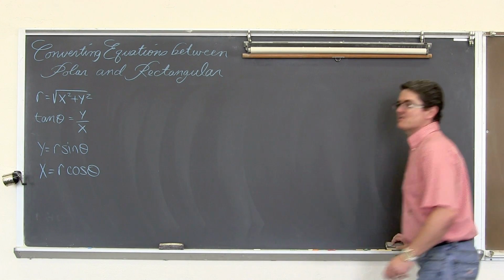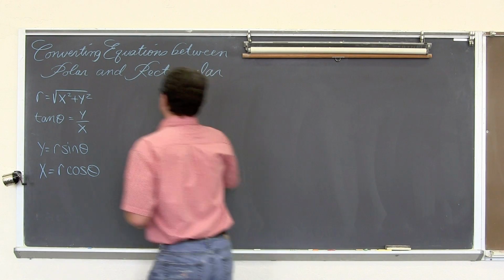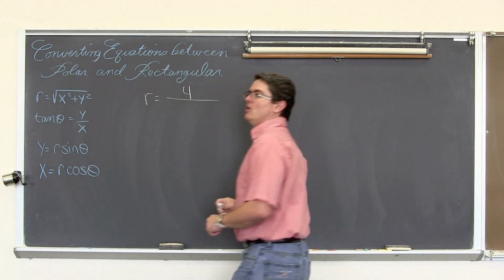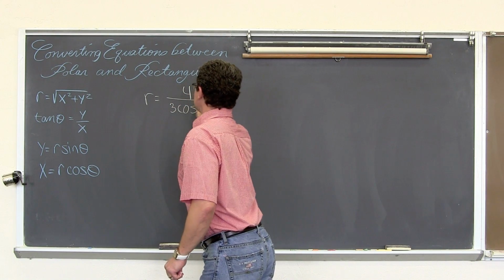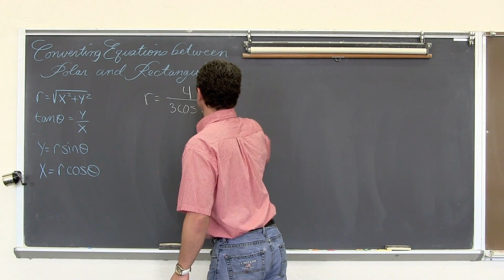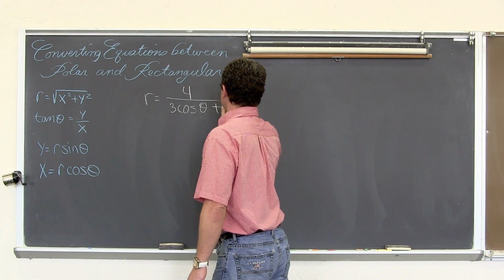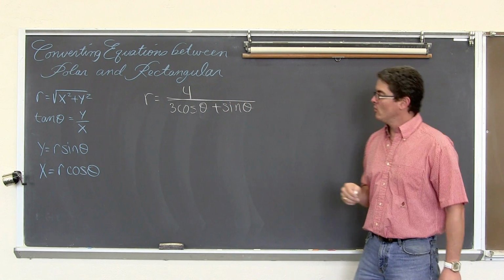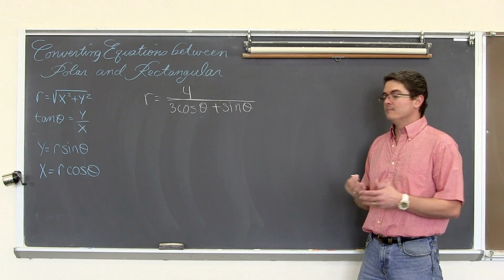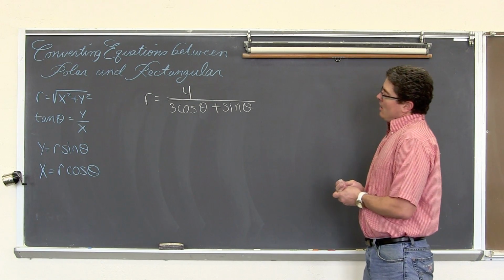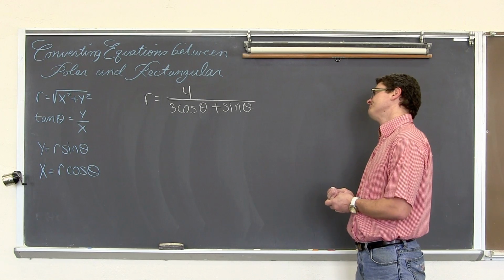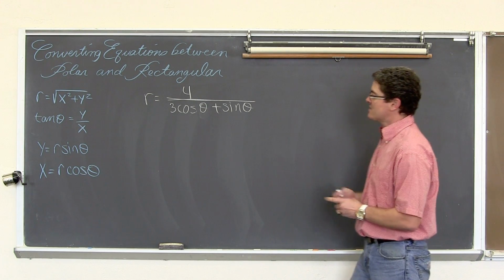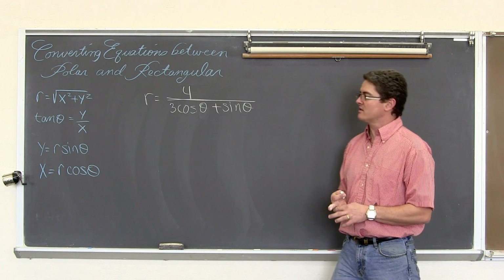Can't be missing any spots. Okay, our next example is going to be r equals 4 over 3 cosine theta plus sine theta. Well, what are we going to do here? Well, what I'm going to do is, I believe I'm going to multiply both sides of the equation by this entire denominator. I don't really like the fact that it's in the denominator.